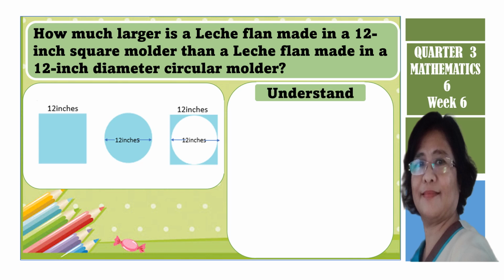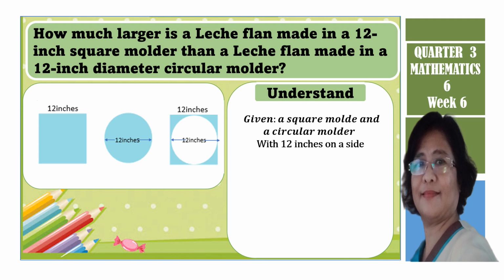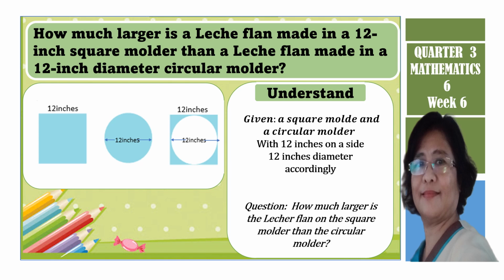Okay, let us now understand the problem. The given here, we're going to make a leche flan out of a square molder and a leche flan out of a circular molder. The square molder has 12 inches on the side and the circular molder has a 12-inch diameter. And we are asked to find how much larger the leche flan on the square molder is than the one on the circular molder.